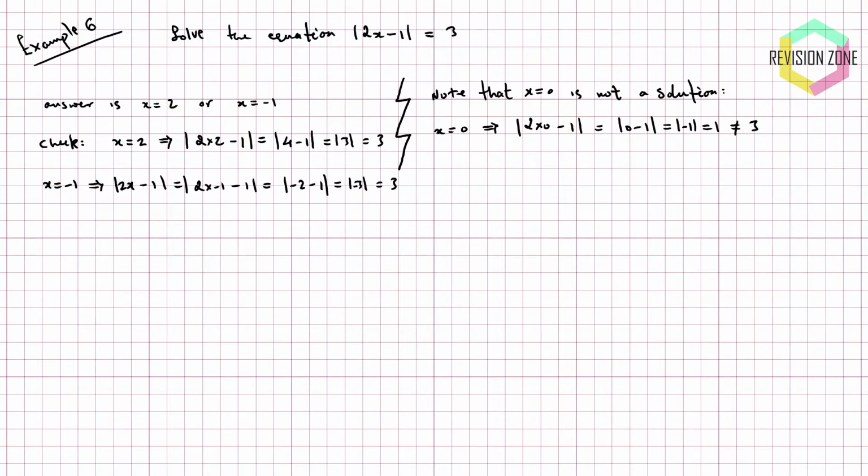On the other hand, x equals 2 actually is, and so is x equals minus 1. You can see that here. So the 2x minus 1, when x is 2, just goes to 2 times 2 minus 1, which is nothing other than 4 minus 1, which is obviously just the modulus of 3. But the modulus of 3 is just 3. So in fact, when you put x equals 2 in, you actually get 3.